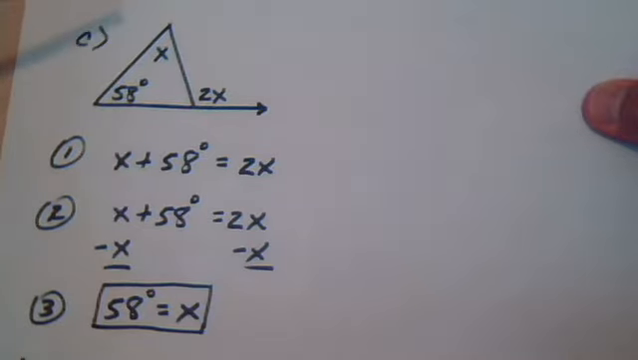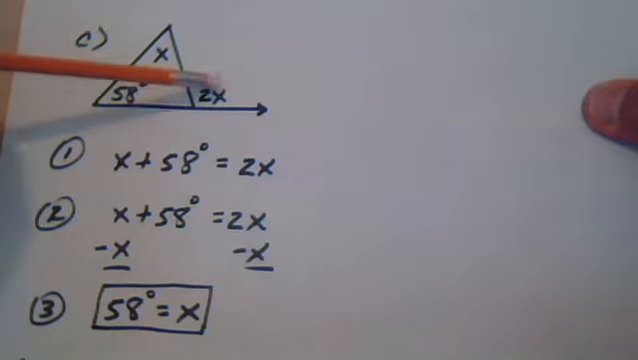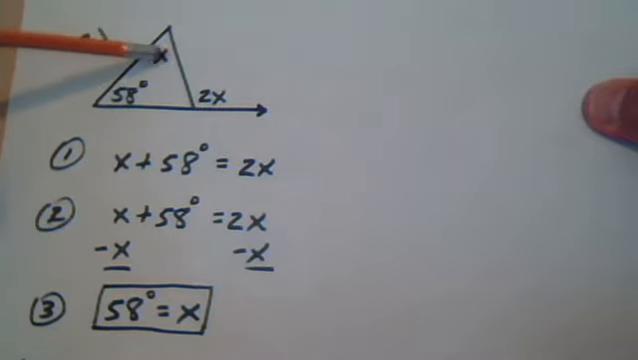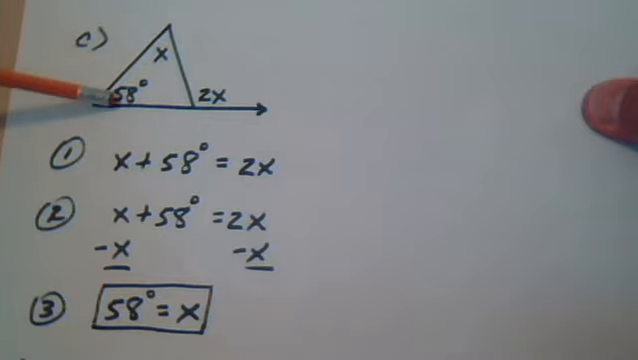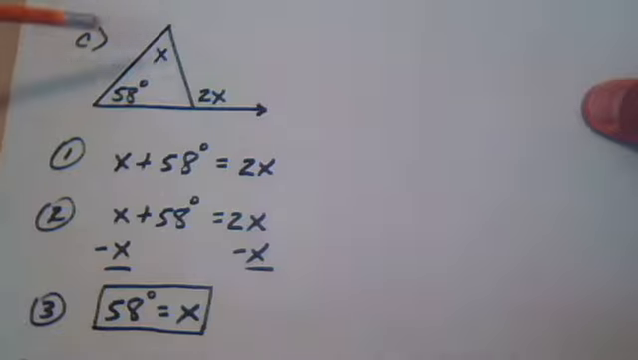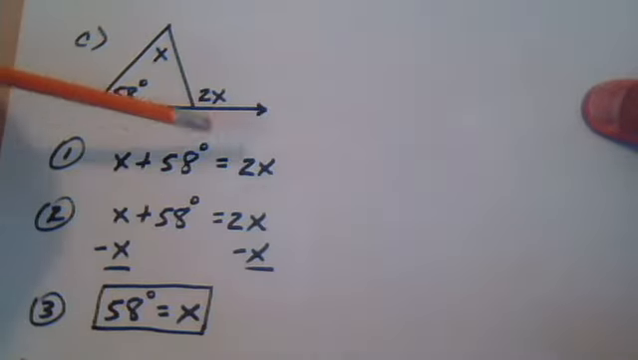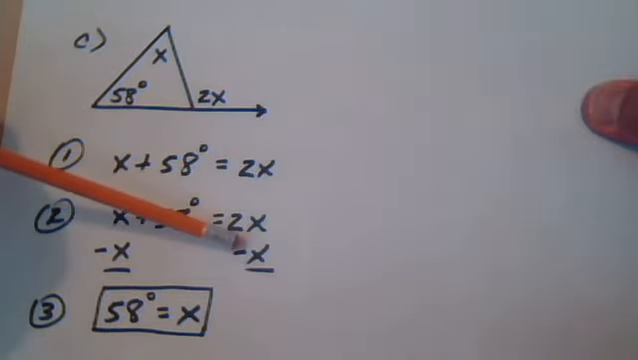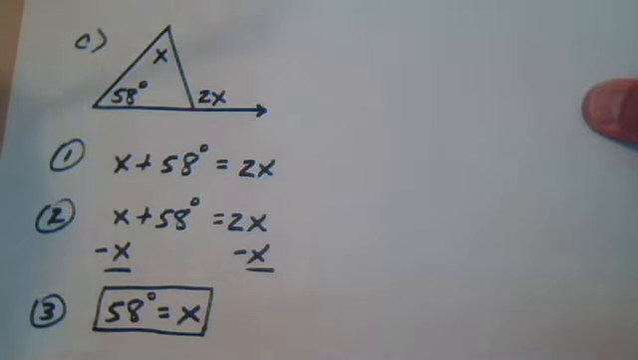Remote means away. For example, this one's not remote to 2x. The ones that are remote are the ones that are further away. So these two, when you add them, these two interior angles, when you add them, should always give you this exterior angle. So x plus 58 equals 2x. Solve for your x, collect your x's, and x turns out to be 58 degrees.